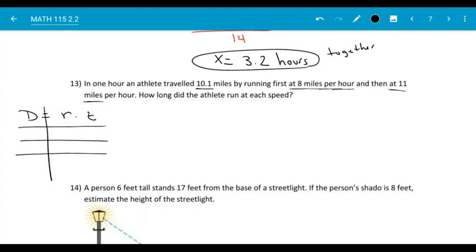we have a couple of different rates. Part of the time they were running 8 miles per hour, and part of the time they were running 11 miles per hour. The distance traveled total was 10.1. And so we don't know. Oh, we got one more piece in here we need. Sorry, 1 hour. Total time was 1 hour.